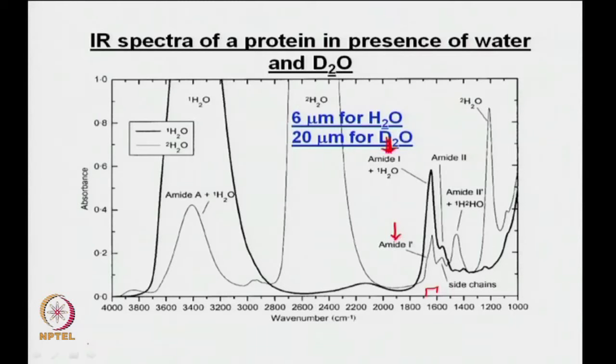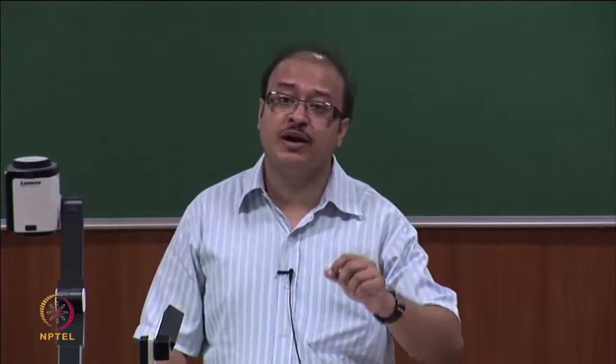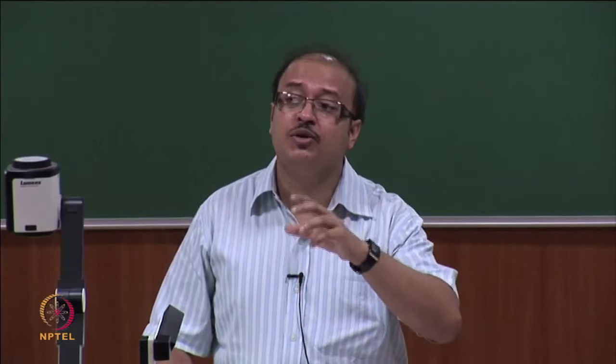Okay. So, what were the path lengths used? So, let us look at this. For taking the water spectrum, the path length was 6 micron, right, and for taking the D2O, so this was transmission, for taking the D2O, the path length was 20 micron. Okay. Now, again look at this, your water was just 6 micron, so almost 3 times less than that of the path length of D2O, but still see the intensity of the amide 1 band, which means this amide 1 band already has a huge amount of contribution from the OH bending.